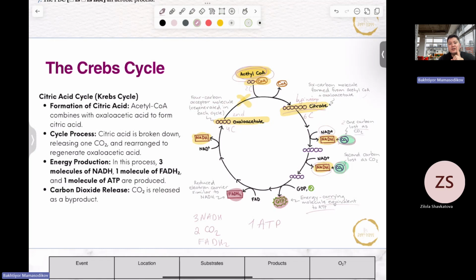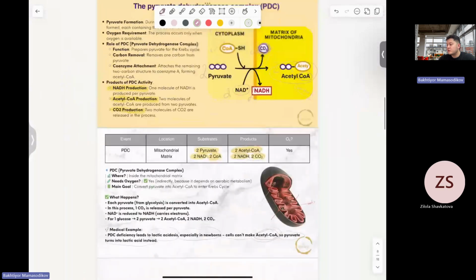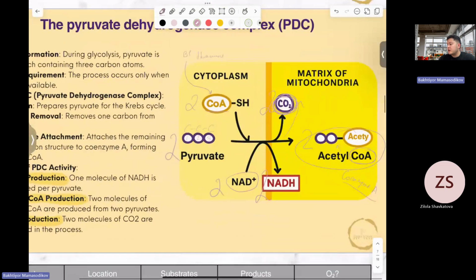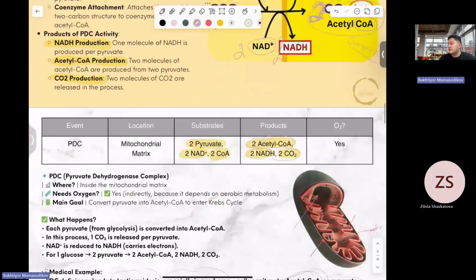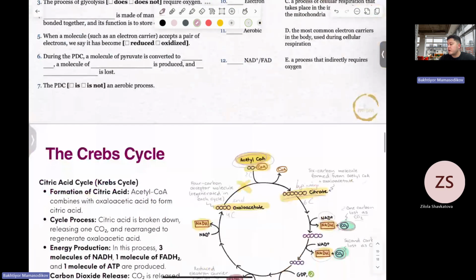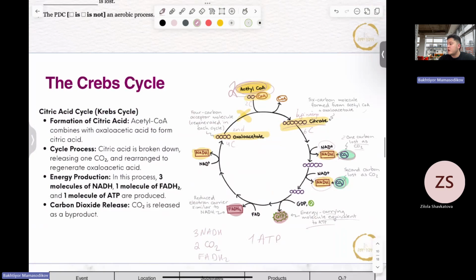This is for 1 acetyl-CoA, but I have 2 acetyl-CoA, right? Because I'm breaking down one glucose molecule. Do you remember? We obtained 2 acetyl-CoA from the PDC complex. I'm just showing you 1 acetyl-CoA here, but we have 2. If we have 2 acetyl-CoA, we will have 2 of these cycles.